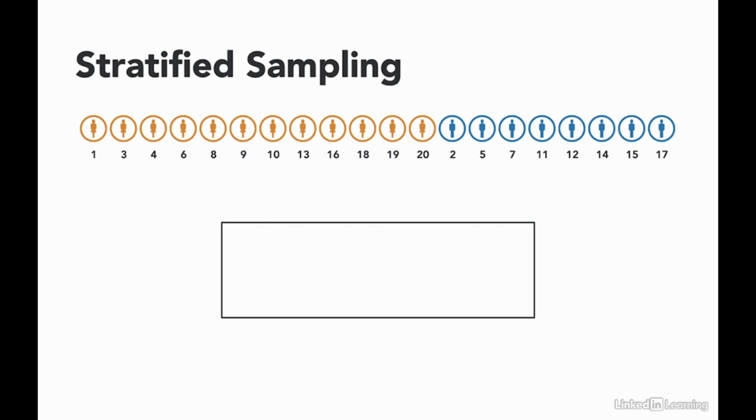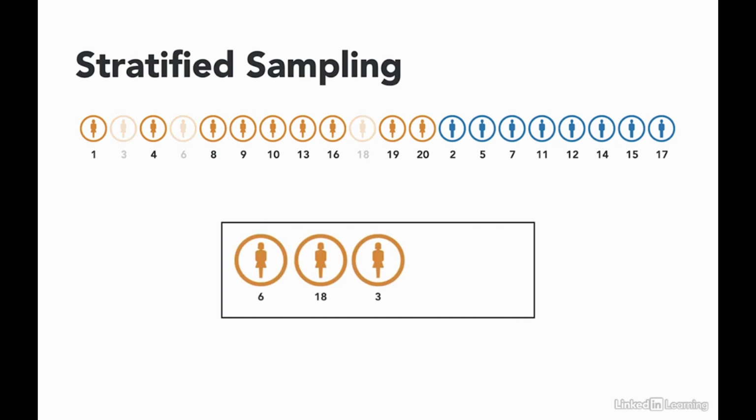Since we have 12 women in the population, we randomly select 3 women for our sample. And since we have 8 men in the population, we randomly select 2 men for our sample. Notice that the sample has the same 3-to-2 gender distribution of women to men as the overall population. That is the benefit of this sampling approach.